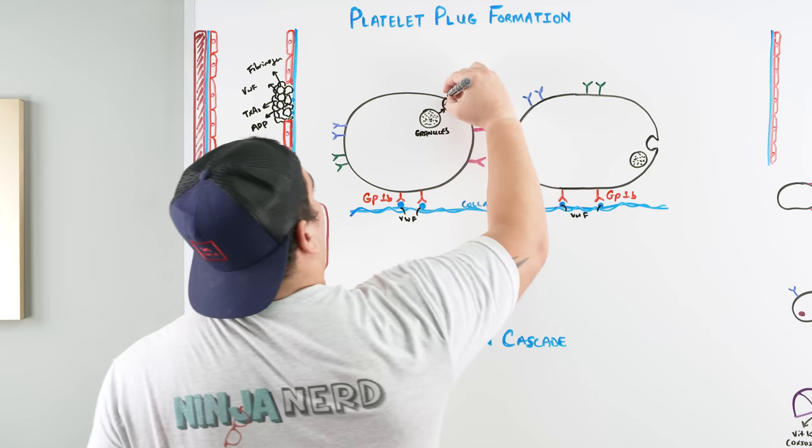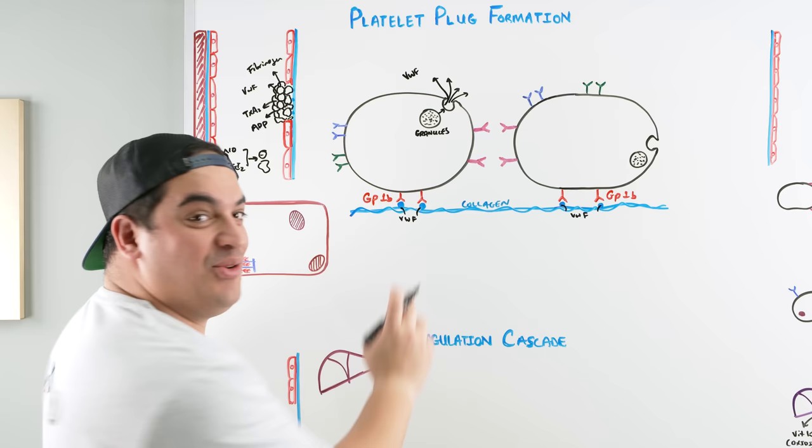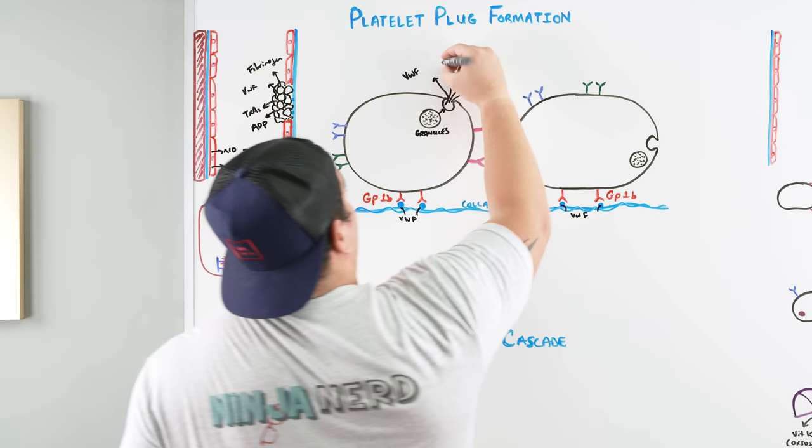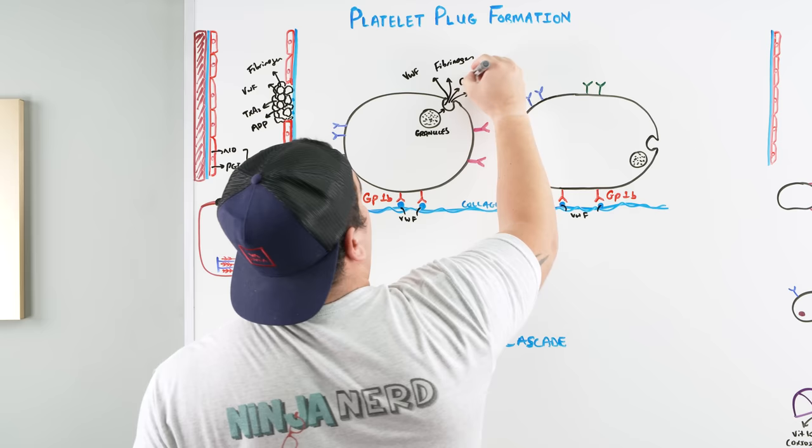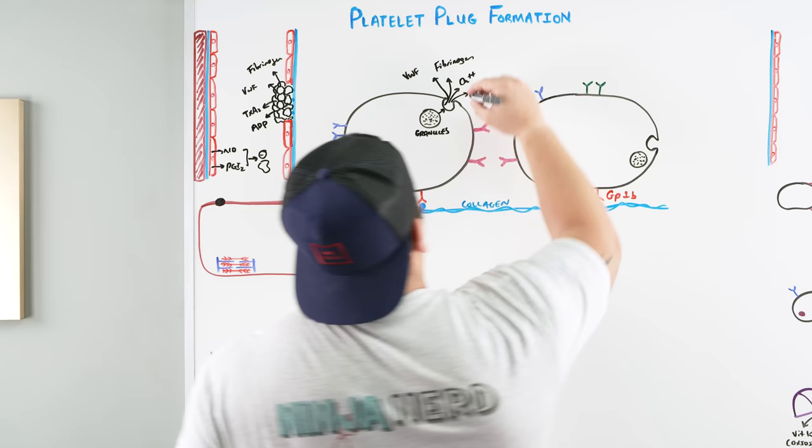Well, some of them that it may release, as I told you, is von Willebrand factor, to potentiate more interactions between platelets and the von Willebrand factor with the collagen connection. It can also release another protein called fibrinogen. We'll talk about how that's relevant in a second. It can also release things like calcium, which is involved in the coagulation cascade. But there are really two specific things that I want you to know. One is it releases a very special molecule called ADP.